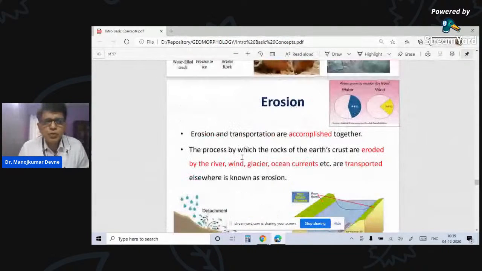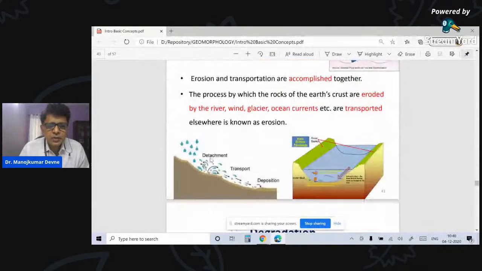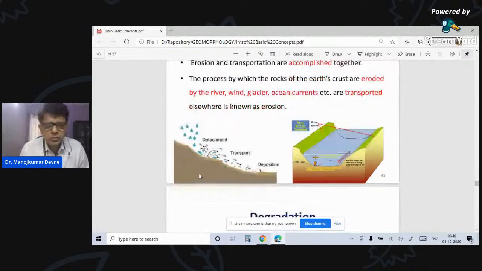Okay, what is erosion? Erosion and transportation are accomplished together. Okay, the process by which rocks of the earth's surface are eroded by a river. You'll see that you have rain falling here, and fine products of soil are going to be detached from the surface and displaced somewhere else also. So this is a basic process.